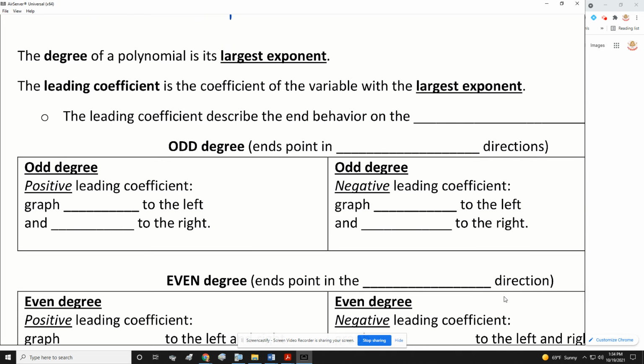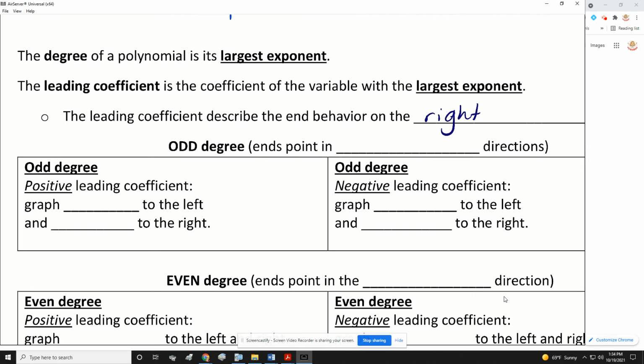And the leading coefficient is always going to describe the end behavior on the right. When we're talking about end behavior, we're talking about basically the directions the arrows are pointing. So the leading coefficient will tell you what's happening on the right. If it's a positive leading coefficient, it's going to be pointing upward on the right. If there is a negative leading coefficient, then the arrow on the right is going to be pointing downward.